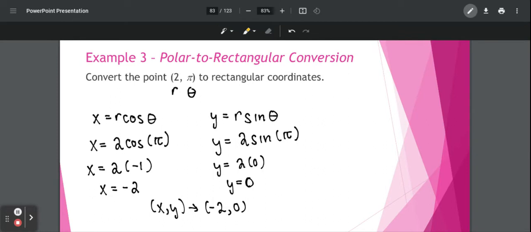Which, if you think about it, if you were to graph on a polar coordinate system the point 2 pi, so you'd have the 2 circles, and we'd go out 2 and around pi, we would be here. And on a rectangular graph, does that represent the same place if you graphed the point negative 2, 0? They should fall in that same location.